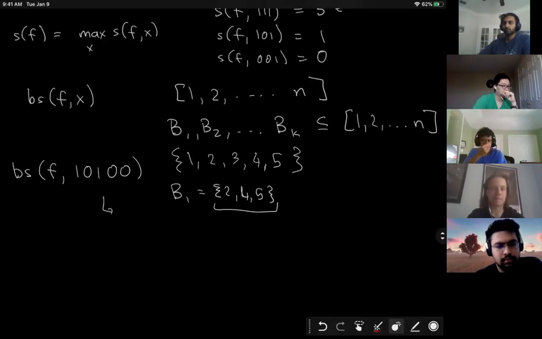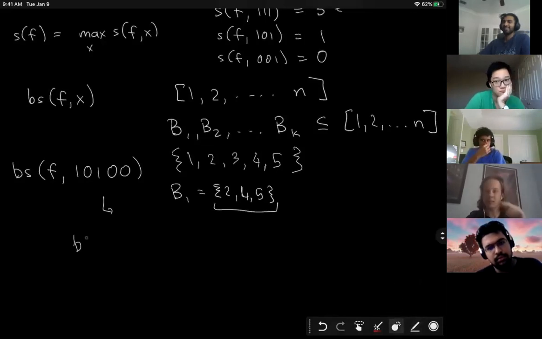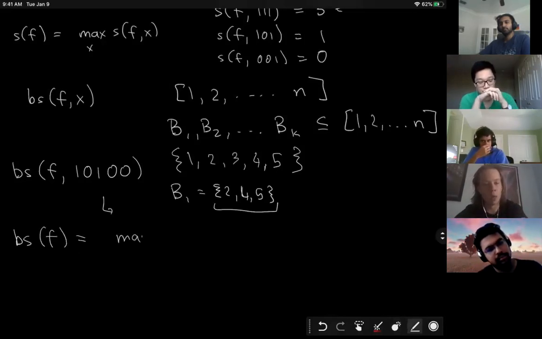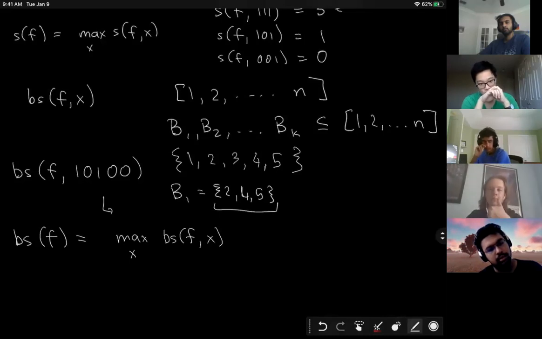Okay, so can anyone tell me why this is true? Oh, I forgot to give the actual definition of the block sensitivity. The block sensitivity of the function is similarly defined: the max over the inputs x of the block sensitivity of f on x. You look at all the inputs. So can someone tell me why this would be true?